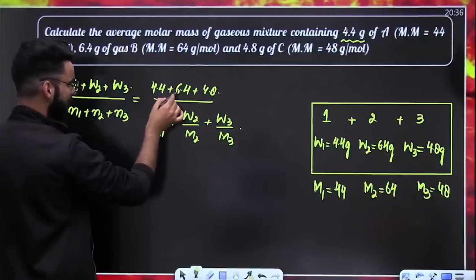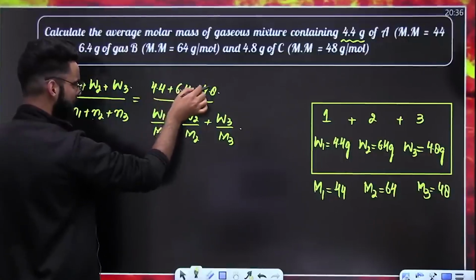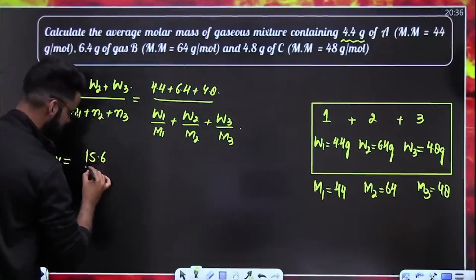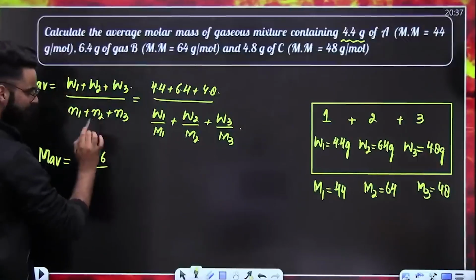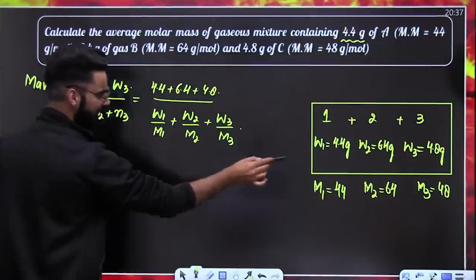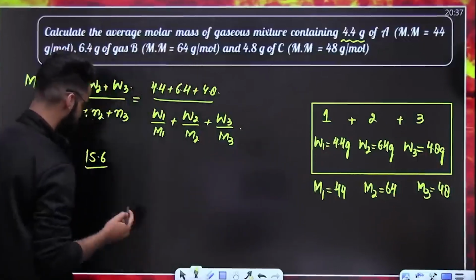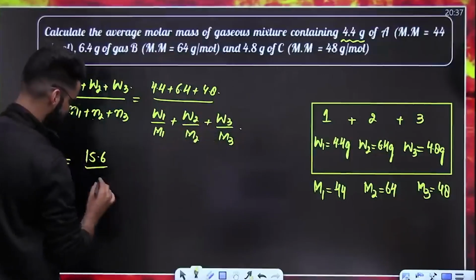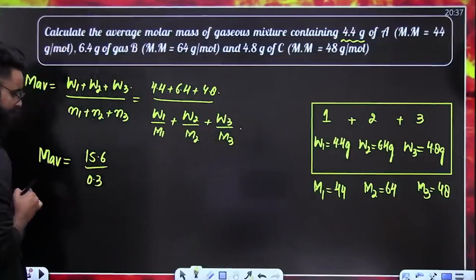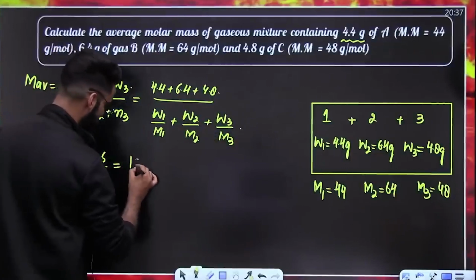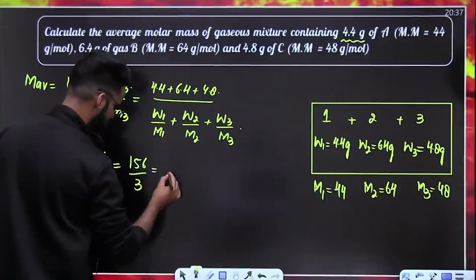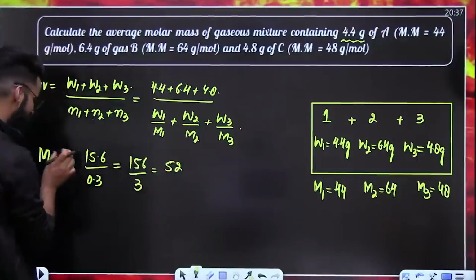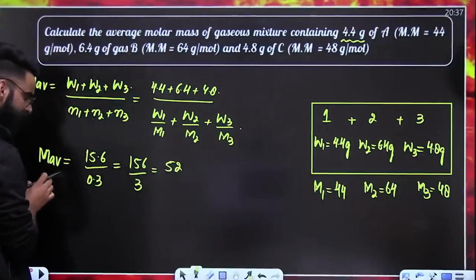4.4 plus 6.4 is 10.8. 10.8 plus 4.8 is 15.6. So 15.6 grams divided by W1 by M1. W1 value we know, M1 value we know. 4.4 divided by 44 is 0.1. This term will again be 0.1, and this term again 0.1. So it's going to be 0.3. So this value comes out to be 156 divided by 3. 3 5s are 15, 3 2s are 6. So 52 is the value of the average molar mass of the mixture.